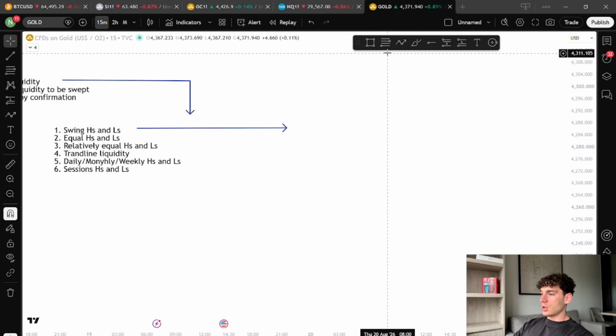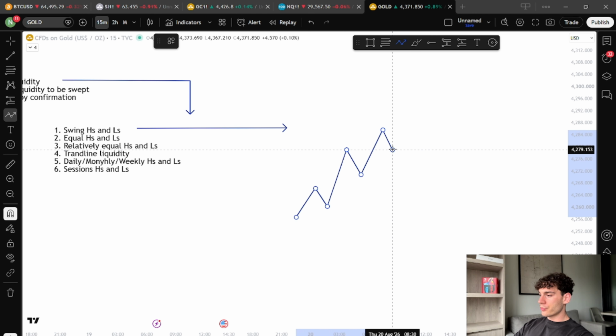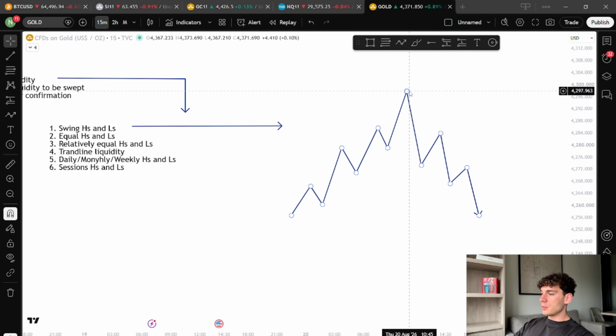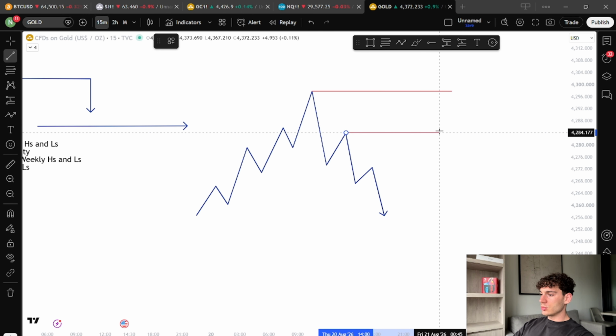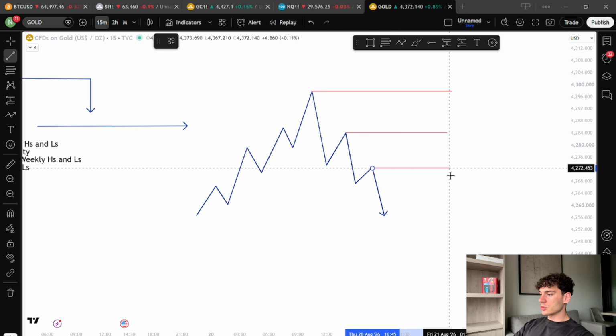So for example, I'm gonna draw here. Boom. So whenever you see a peak before the price starts to go in different direction, that's going to be a swing high or swing low. So in this case, this is going to be swing high, this is going to be swing high as well, and this is going to be swing high as well.